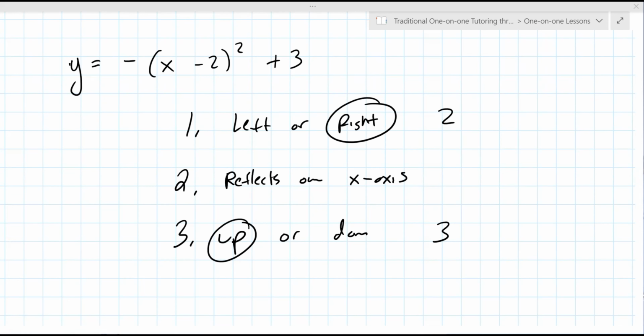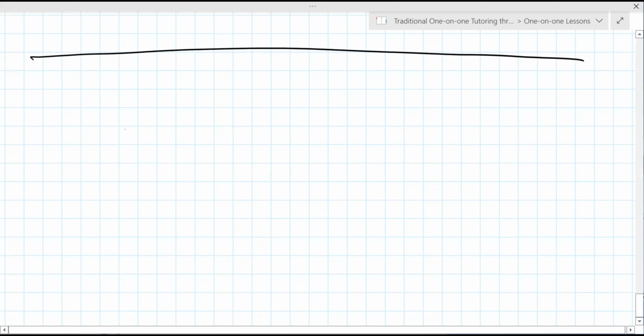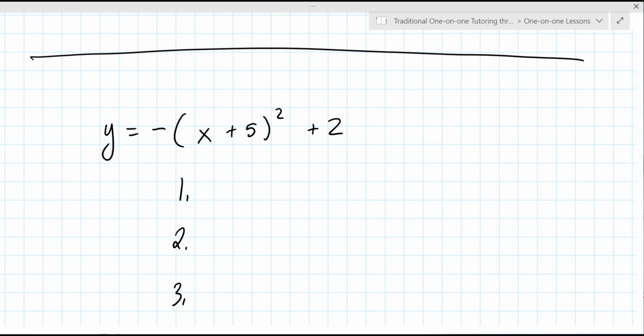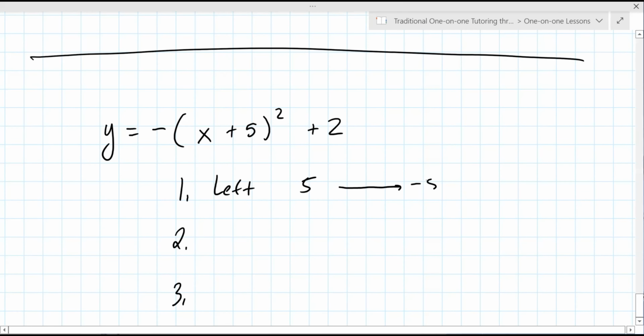Okay, so let's look at another problem here. Let's go y equals negative (x plus 5) squared plus 2. Again, really important, you got to do this in the right order. Are you going left or right? Left 5. Left how many? Left 5. Actually, I didn't ask you for the vertex in the previous one. So that corresponds to -5 in the vertex.